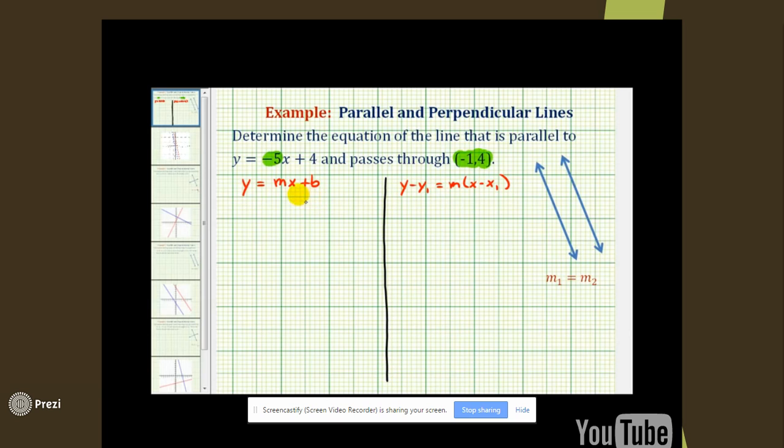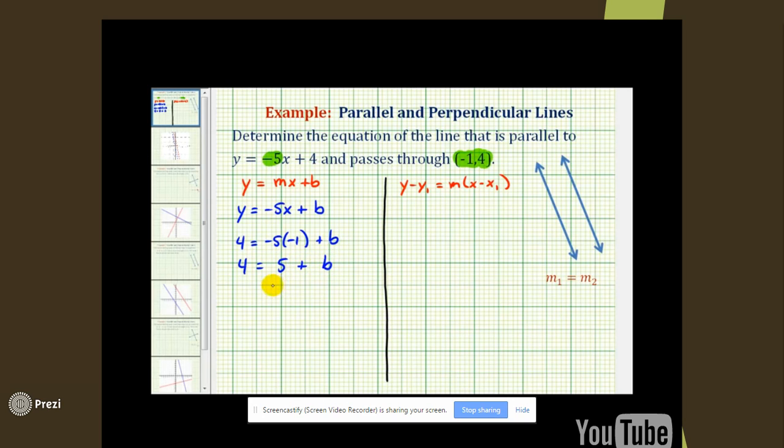So if we use slope-intercept form, we can substitute -5 for m, so we'd have y equals -5x plus b, but we still need to determine the y-intercept, and this y-coordinate is not the y-intercept because x is not equal to 0. But this point is on the line, so we can substitute these values into the equation and then solve for b. So we'll substitute -1 for x and +4 for y to determine b. So we'd have 4 equals -5 times -1 plus b. So we have 4 equals 5 plus b.